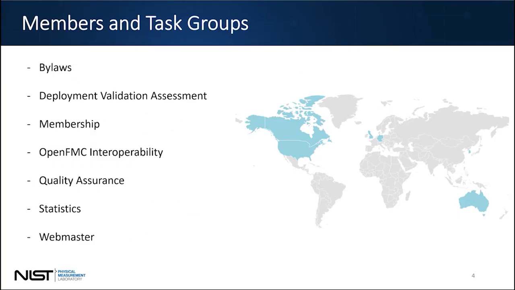And we are an international group. Most of the people here are in the United States. We have 19 or so voting members right now. We have 7 international members. We have a whole bunch of other associate members as well who join the meetings and provide their input. But the most active ones are the quality assurance and the deployment validation assessment task groups.